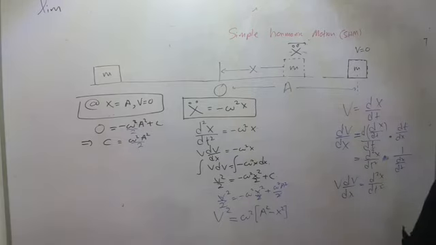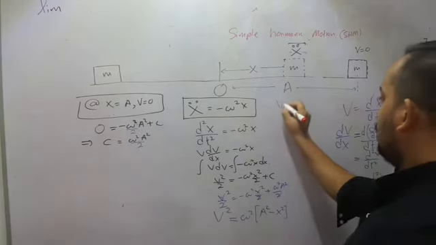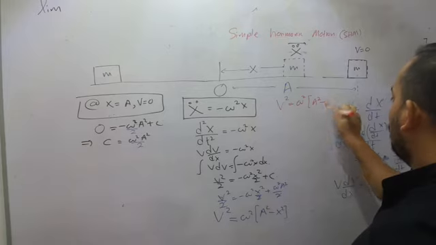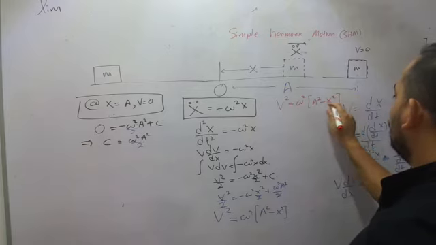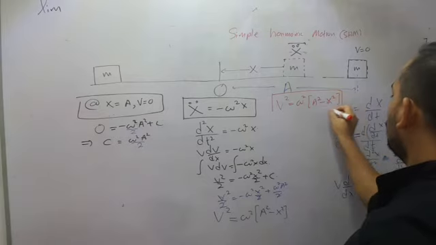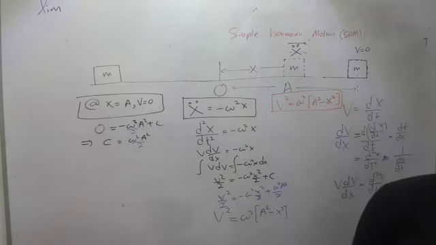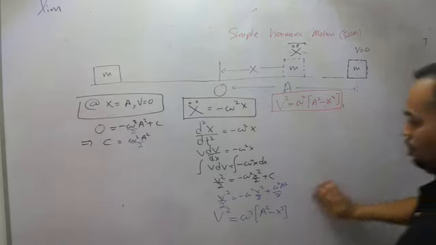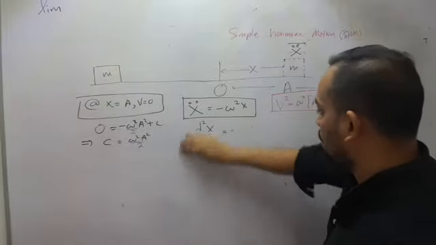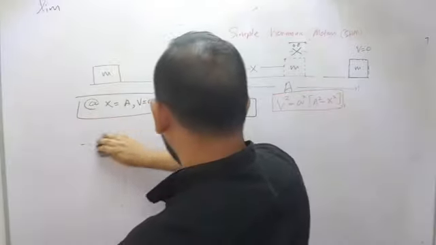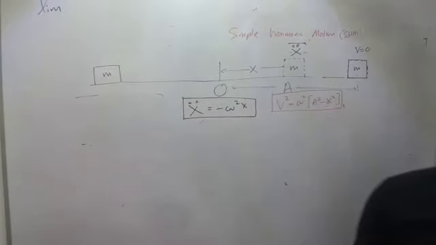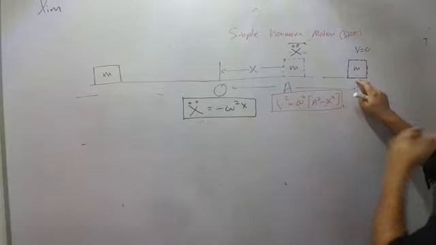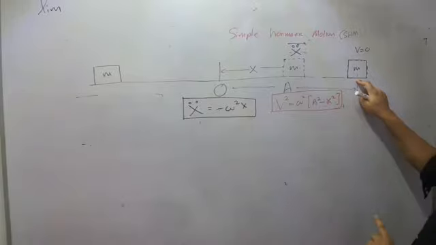So let's write this somewhere. v squared equals omega squared times a squared minus x squared. This equation tells us what the velocity is. Right. So let's analyze this equation. So velocity becomes 0 at this point. That was the data we used.